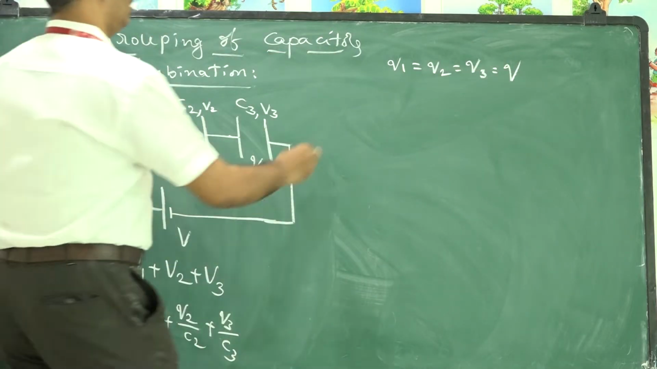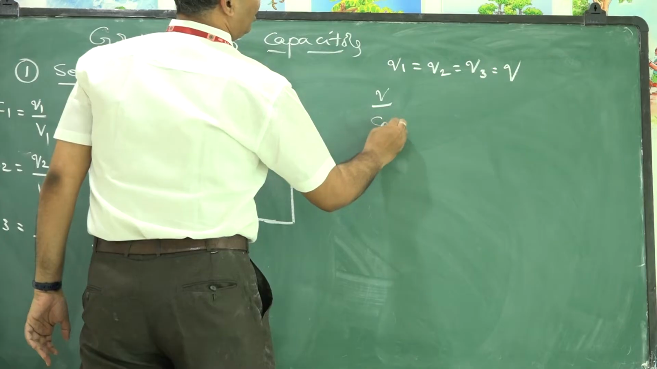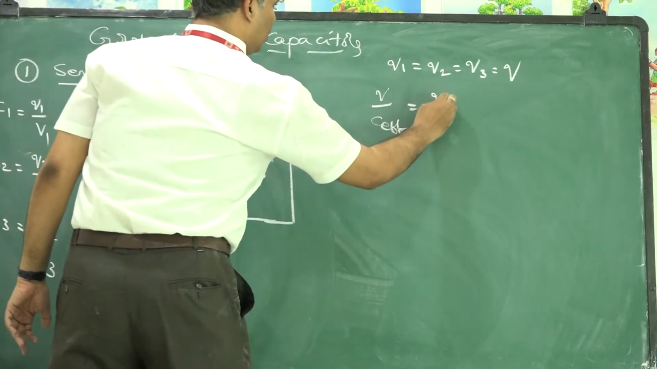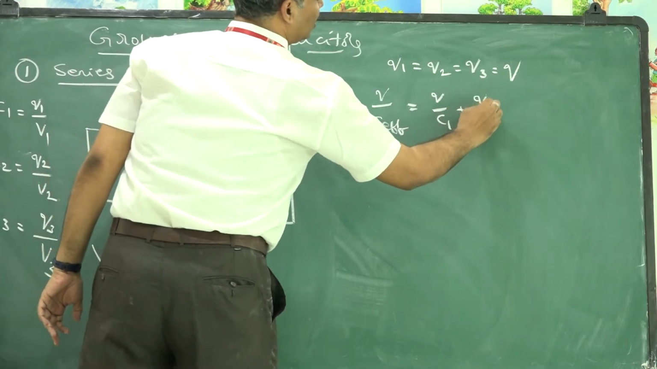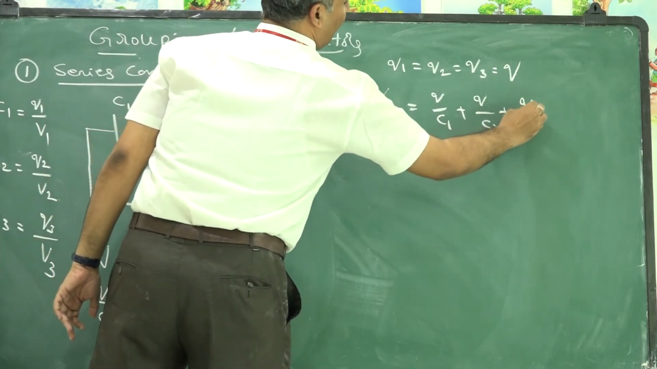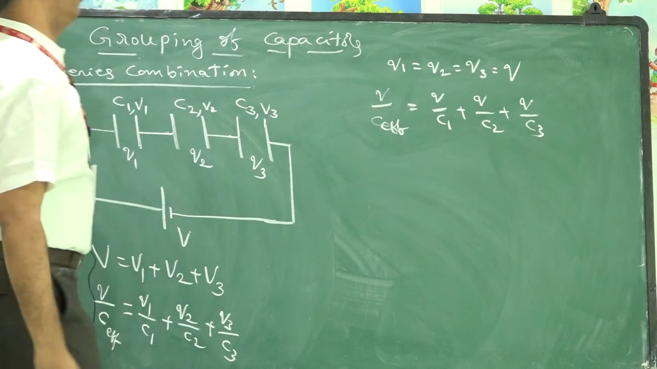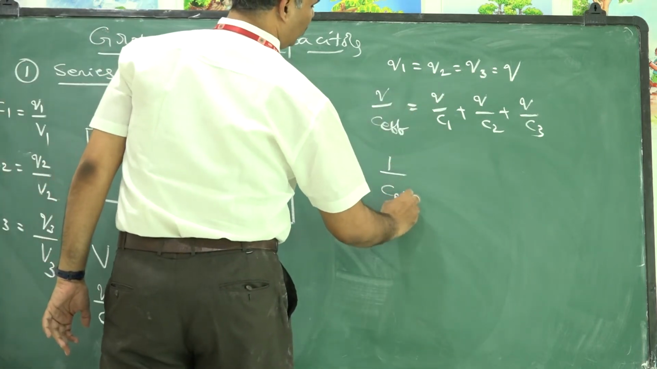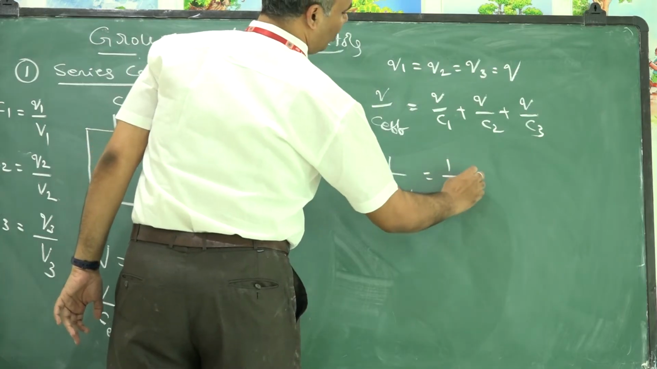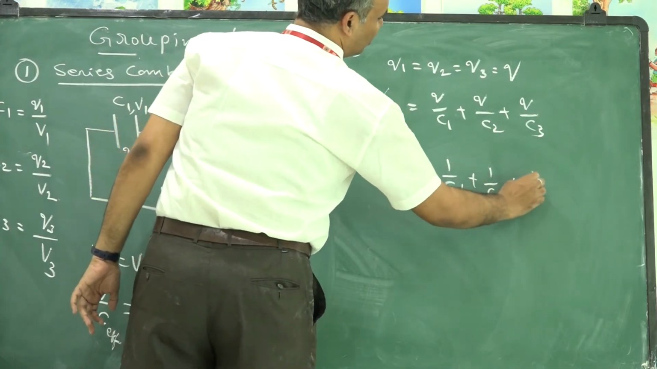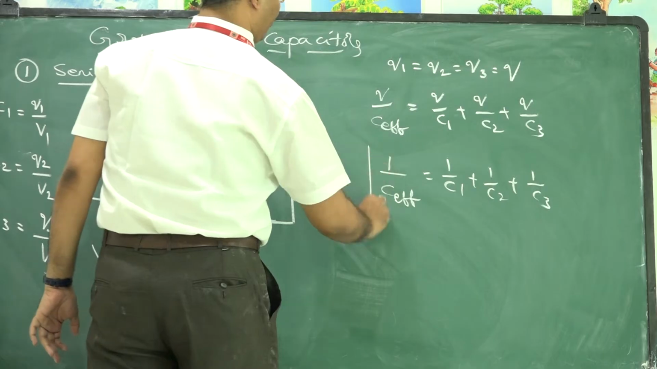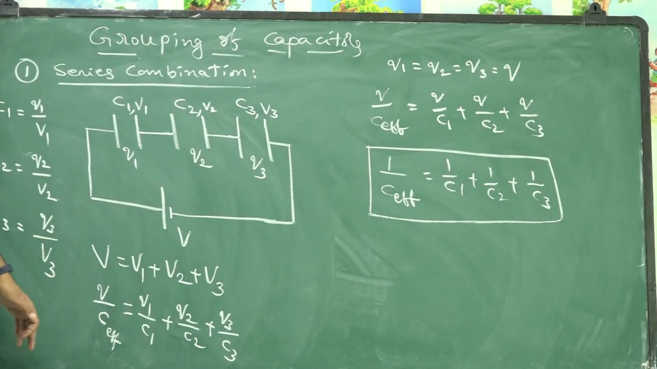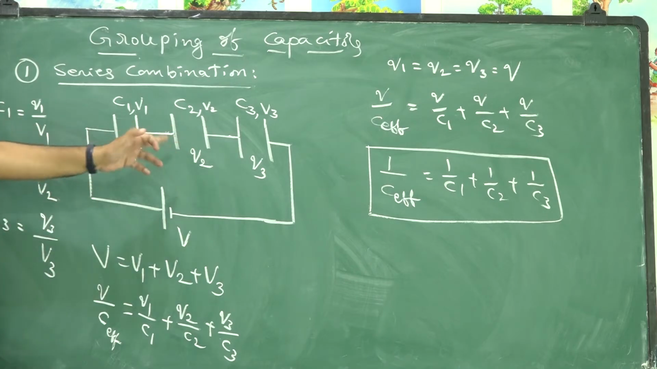Therefore, Q by C effective is equal to Q by C1 plus Q by C2 plus Q by C3. So as Q gets cancelled, 1 by C effective is equal to 1 by C1 plus 1 by C2 plus 1 by C3. So this is the formula for effective capacitance of a capacitor combination in series.